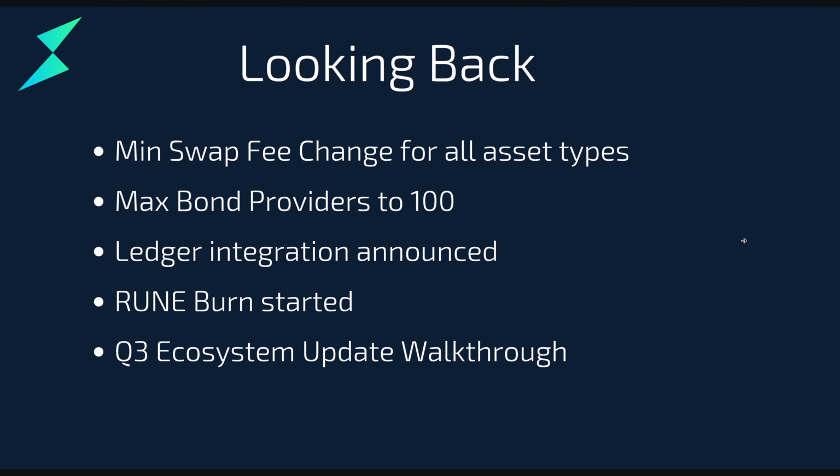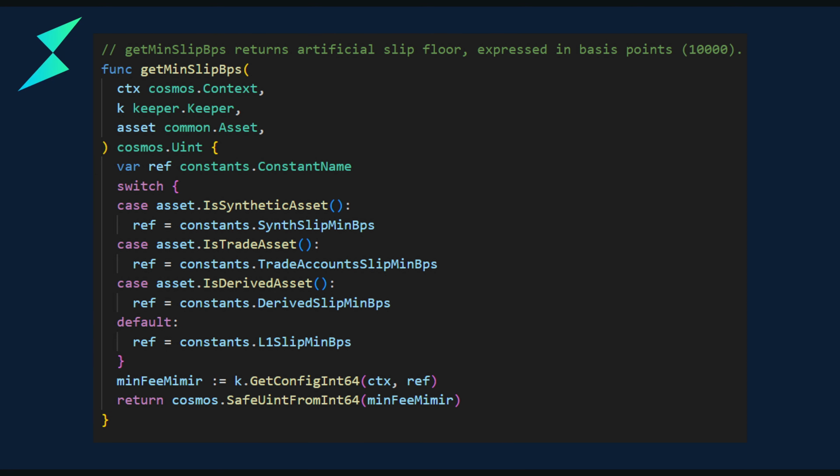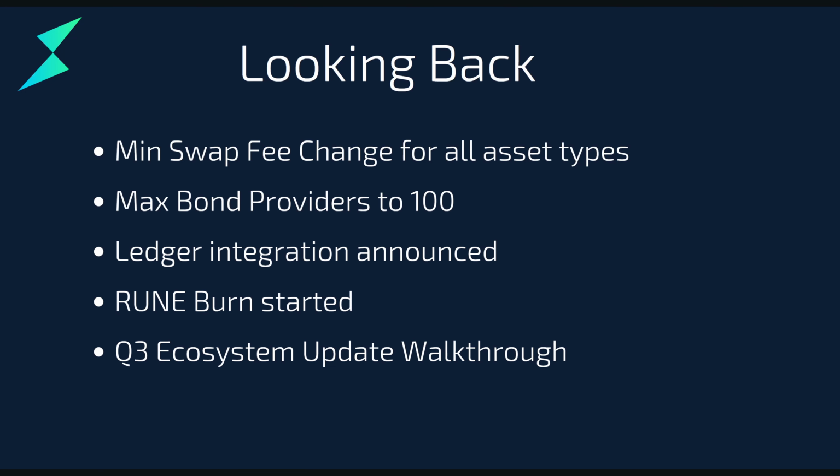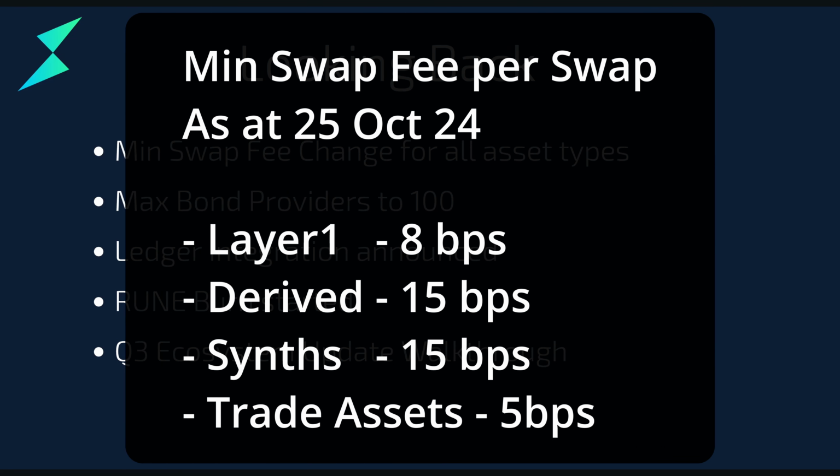So looking back, the min swap fee has been changed. You would have seen that it's gone from 15 basis points down to 8 basis points. Perhaps what you didn't know is there's a function there, I think it's called min swap floor or something like that, for all asset types. So whilst the layer 1 has an 8 basis points floor, the derived assets and synth assets are still at 15 basis points, and trade accounts currently have 5 basis points. And noting that's for an individual swap, not a double swap, because you've got to times it by 2.